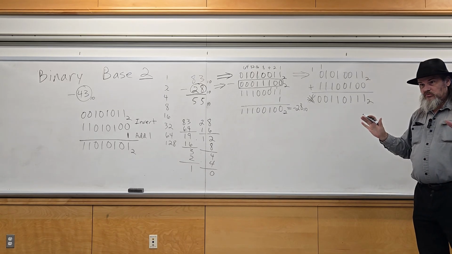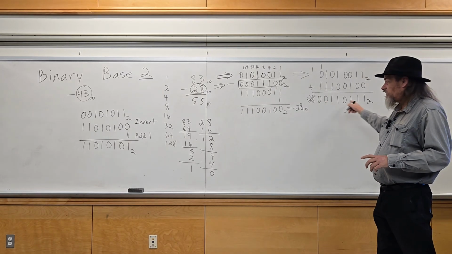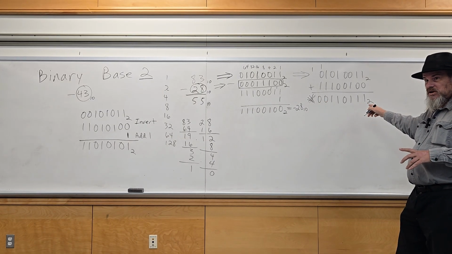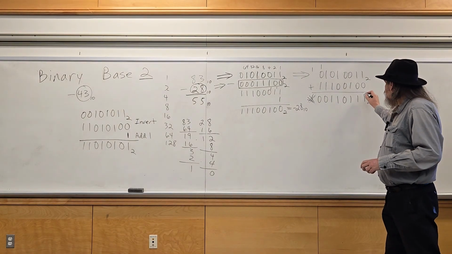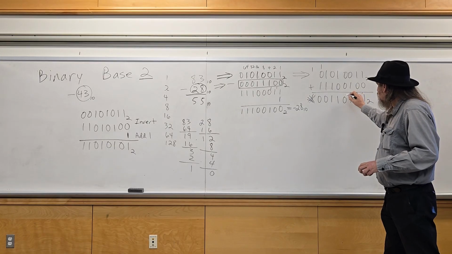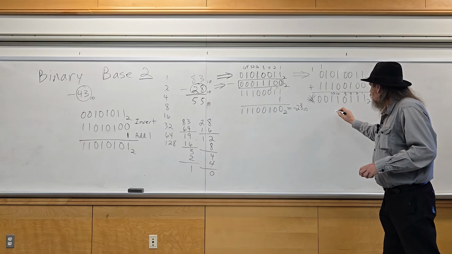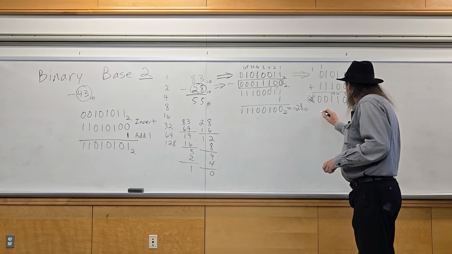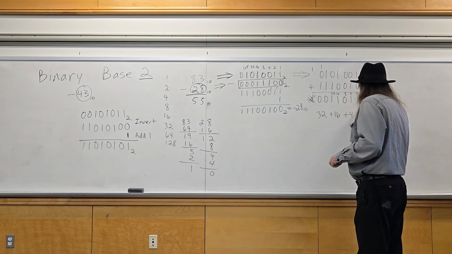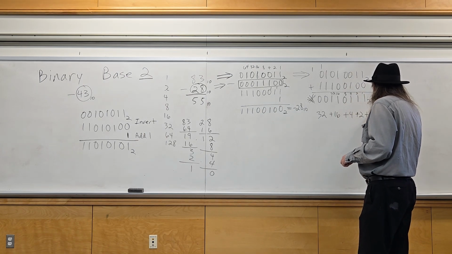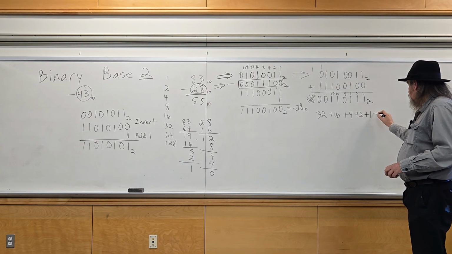Okay, now let's just make sure that this is right. This should be 55, right? The binary equivalent to 55, right? So that's 1s, 2s, 4s, 8s, 16s, and 32s. So that's 32 plus 16 plus 4 plus 2 plus 1 is 52, 55.